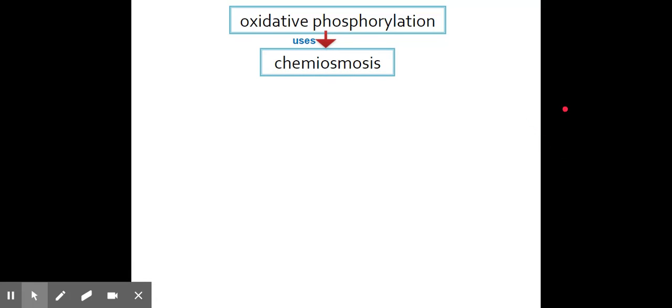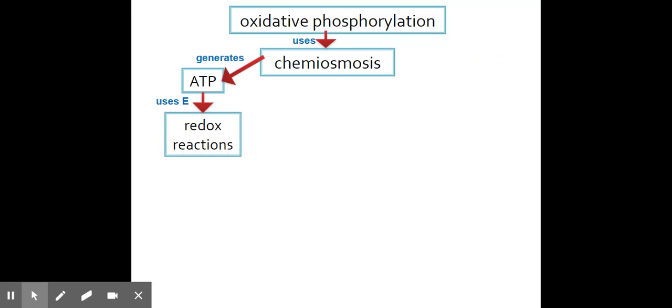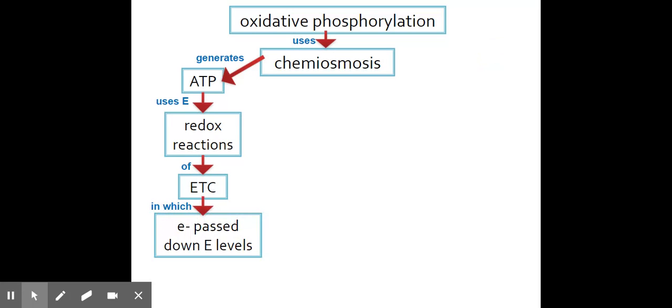So this is my flow chart for oxidative phosphorylation. It's going to utilize chemiosmosis. We know chemiosmosis is going to generate ATP. It does that by performing redox reactions throughout the electron transport chain, which is going to allow electrons to pass through those energy levels and control that processing of electrons. And then our final electron acceptor, remember, is oxygen. Without it, the ETC doesn't work, but water gets formed at the end.